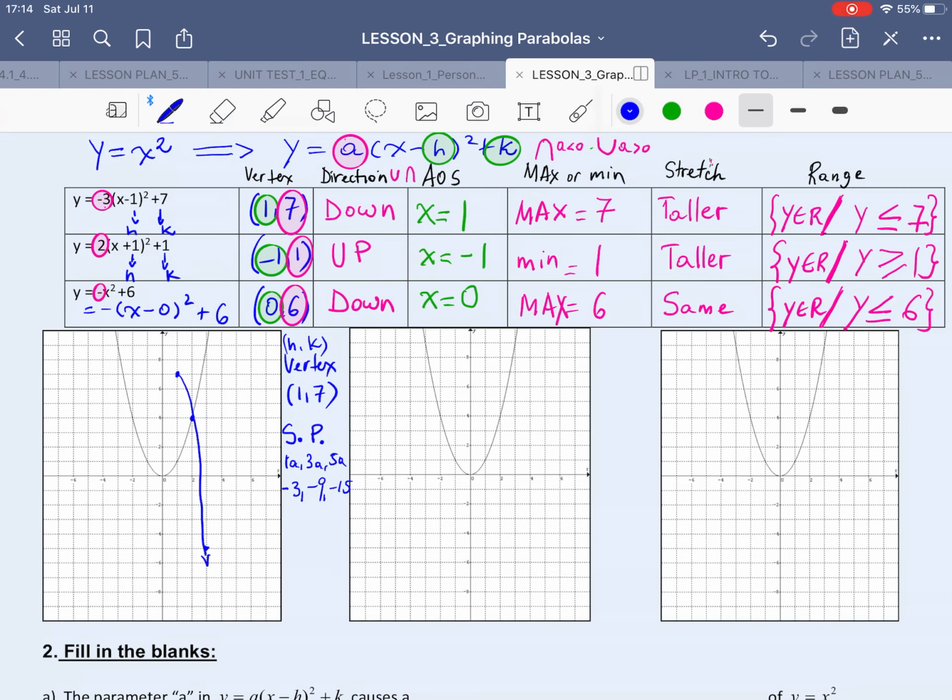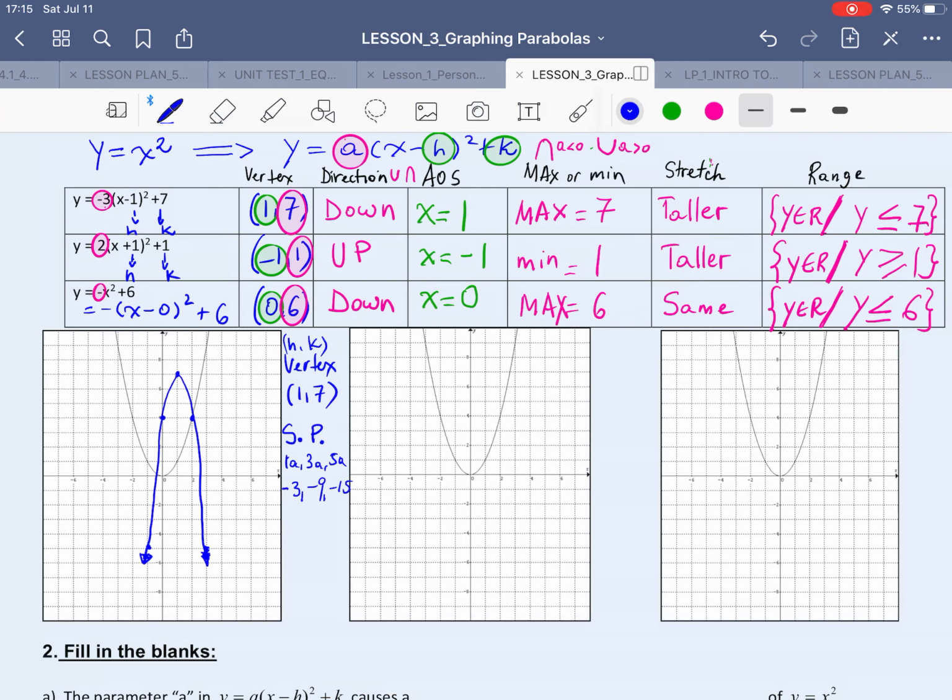And I will apply the step pattern on the other side. So over 1 to the left, down 3. Over 1 to the left again, and then down 9. And so on and so forth. Okay, so that would be the graph. And try to compare it with the graph of the basic parabola, right? So it is a parabolic shape, but it is taller and it is translated and turned upside down.